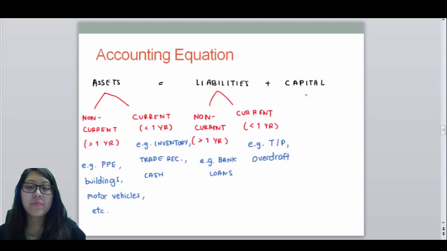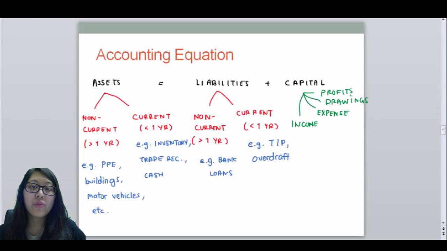Now, regarding capital, there are 4 components which would influence the capital of a company. 1 is income, 2nd is expenses, 3rd is drawings, and 4th is profit. Basically, capital is mainly influenced through profits, and what affects profits is the income and expenses that the company will face throughout the financial year. Drawings, on the other hand, mean that the owner of the company has withdrawn something that belongs to the company, but is going to be using it for personal use.